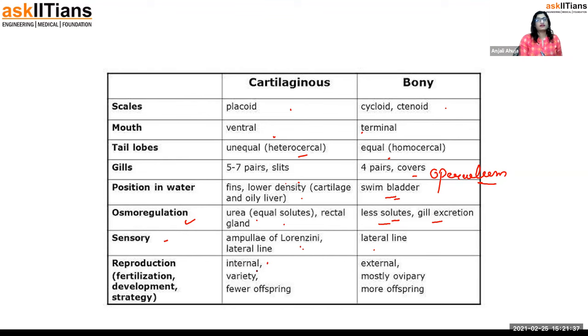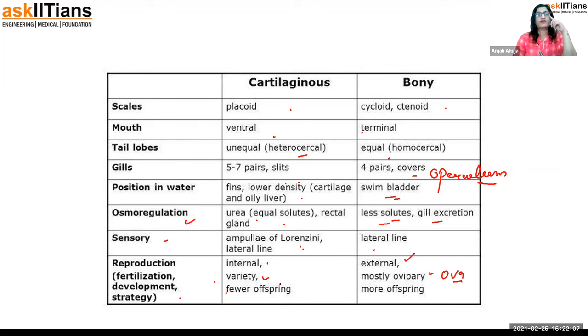Reproduction is internal, and the fertilization and development strategy. Hold on, what have they written here? Reproduction is internal, in this case external. Internal means inside the body, male and female gametes fertilizing, and here in the water fertilization happens. Mostly oviparous. Oviparous means they produce eggs, ova, for fertilization. And here variety means some can be oviparous, some can be viviparous, that as it is fishes are being released.